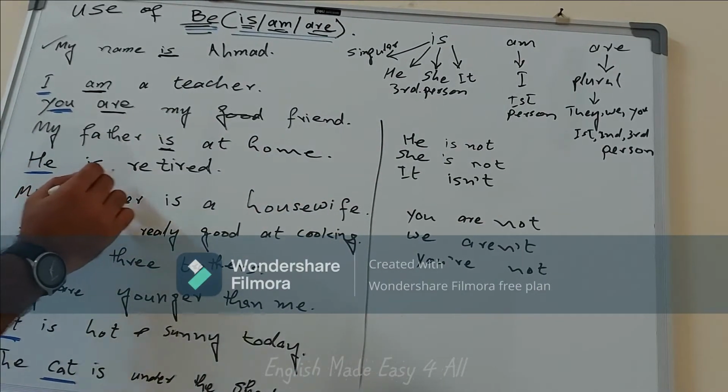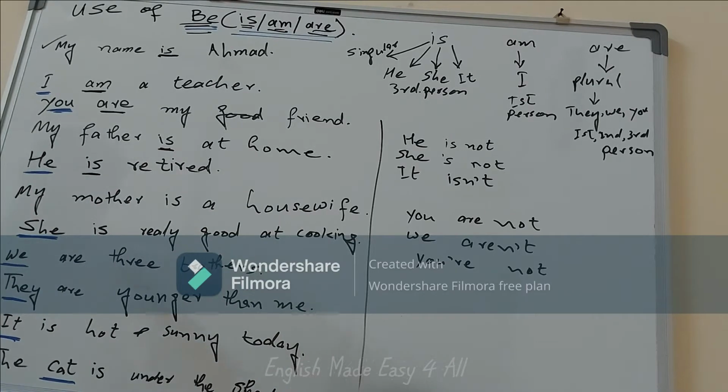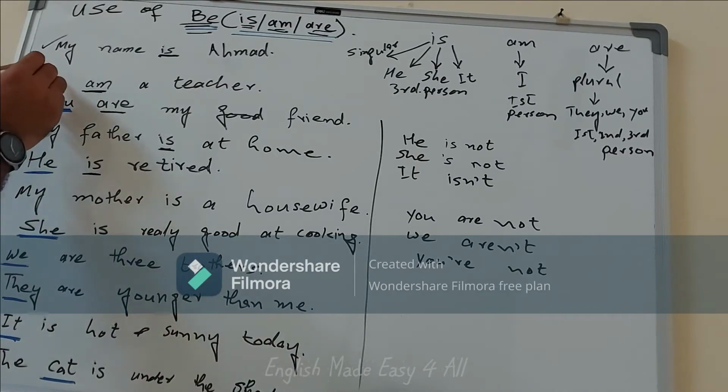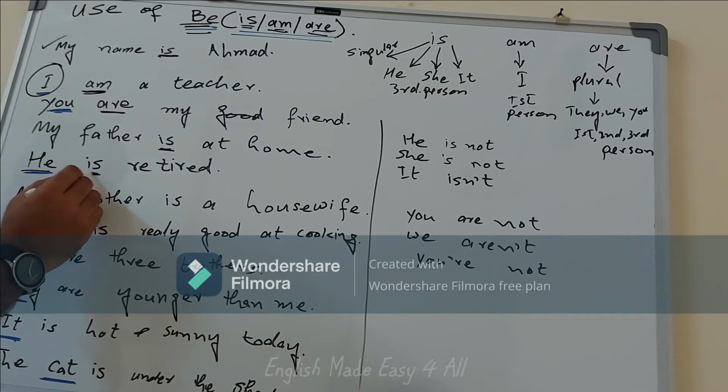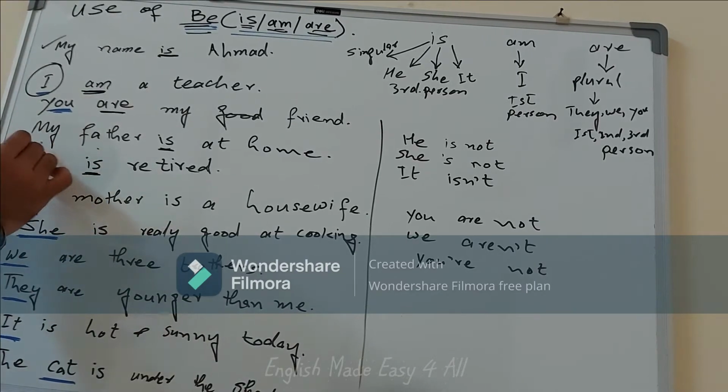He is retired. Now you can see with what subject we use which of these verbs. Like for example, with I we use am. With he we use is. And when we say my father, it is also he. He is the third person.